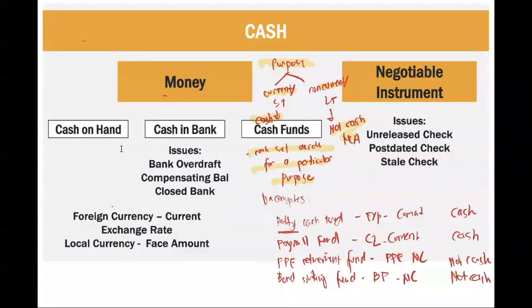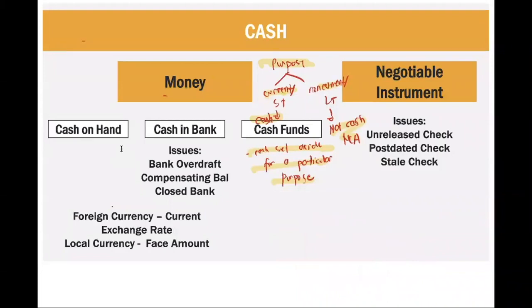Next, we have your negotiable instrument. So what is this negotiable instrument? When we talk about negotiable instruments, take note, we said that cash is considered money or a negotiable instrument, but it must be readily available for use. The negotiable instruments readily available for use that we are talking about are your checks. So for your checks, we have the unreleased check, the post-dated check, and the stale check.